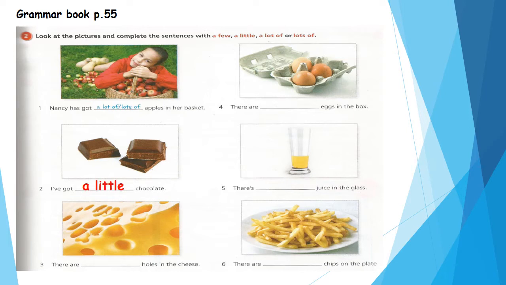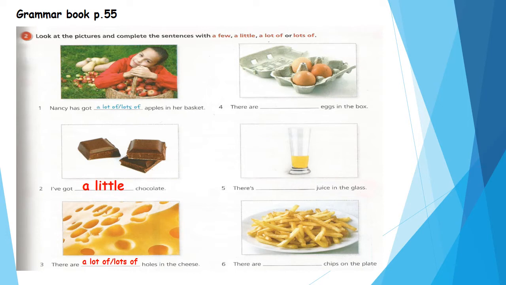Number 3. There are lots of holes in the cheese. Okay, look here. We are talking about holes. Can we count holes? Yes, we can count it. It's a plural noun. Okay, so it is countable. And here we have a large quantity of holes. So we'll use what? Super. A lot of or lots of. Both are correct.